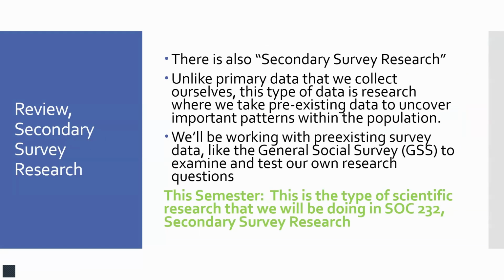As I mentioned before, we don't have five years to do survey research right now. That might be what you end up doing post-college. What we can do to analyze our data is something called secondary survey research. Unlike primary data that we collect ourselves, this type of research takes pre-existing data to uncover important patterns within the population. So someone else did the survey. They constructed a survey, and we're going to take that data, analyze it, and maybe pick up some new things that weren't discussed prior. We'll be doing that in this class, focusing on pre-existing survey data like the General Social Survey to examine and test our own research questions.